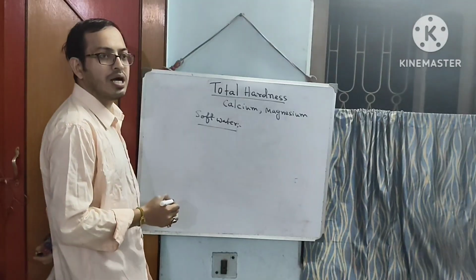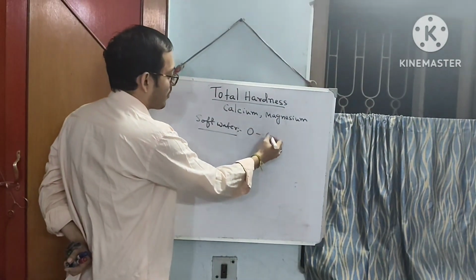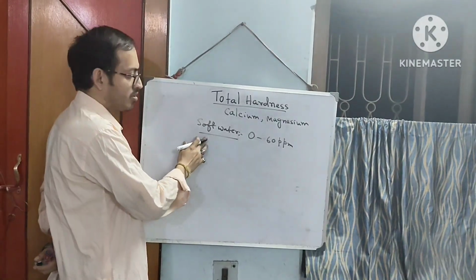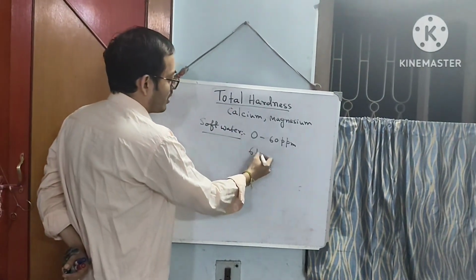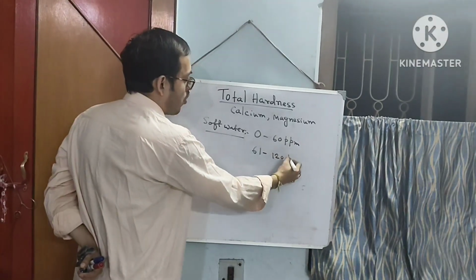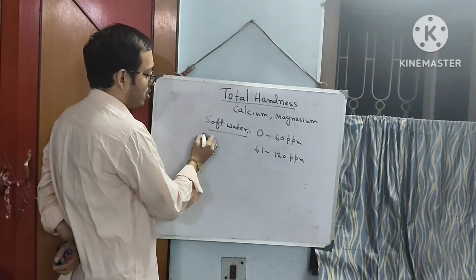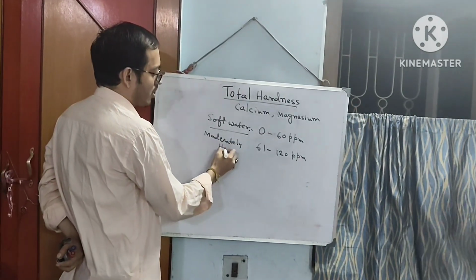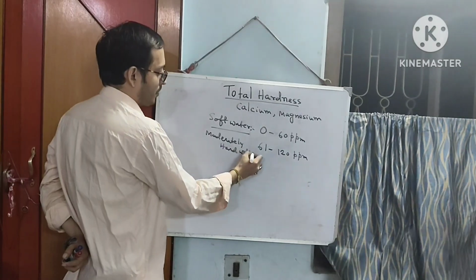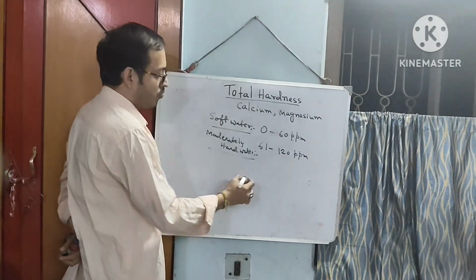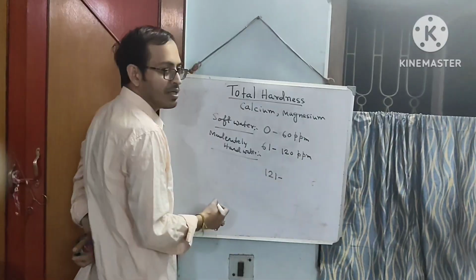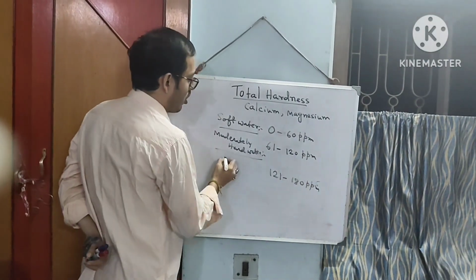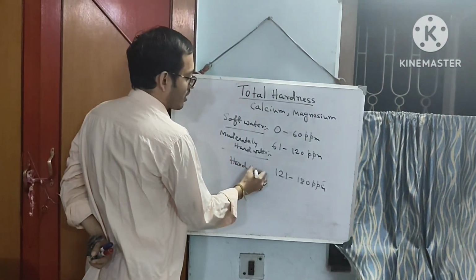When the total hardness value ranges from 0 to 60 ppm, it is called soft water. When total hardness ranges from 61 to 120 ppm, it is called moderately hard water. Again, when total hardness ranges from 121 to 180 ppm, it is called hard water.